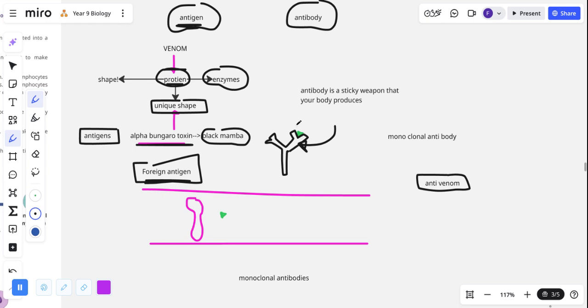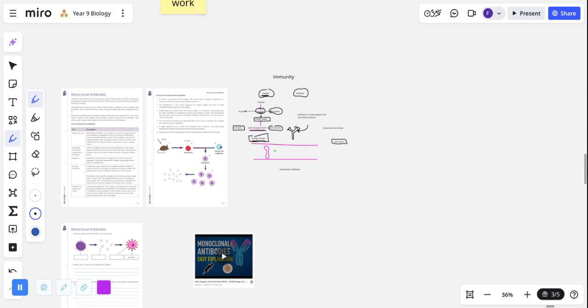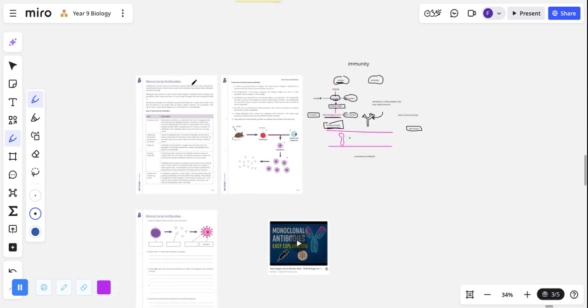Now begins the fun stuff. How do you make monoclonal antibodies? Well, before I go on to that, your task today is text extraction. This is how you actually make it. So you're going to read through this, the different uses, and fill the sheet in here.